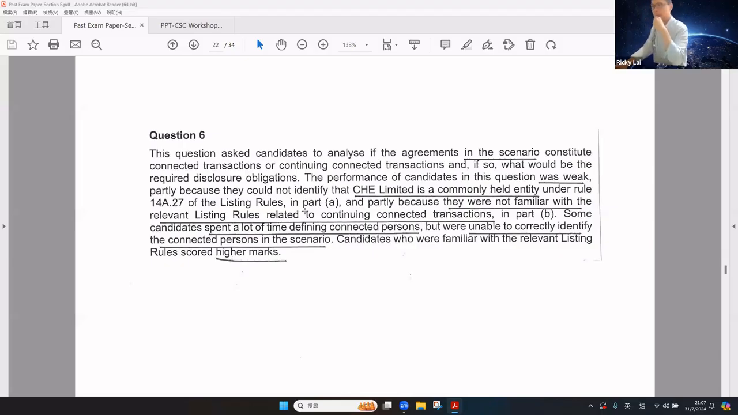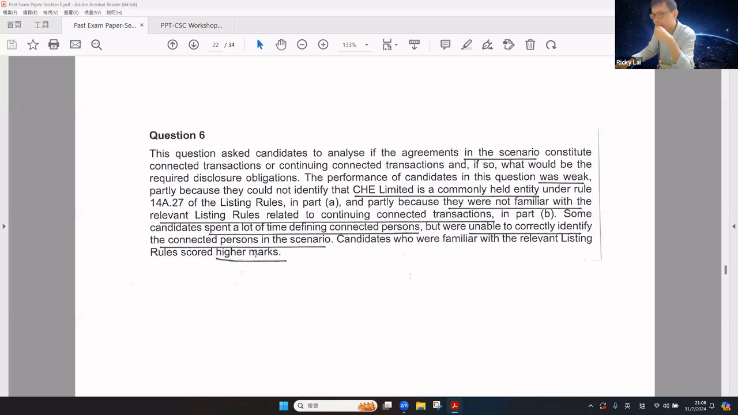The comment was that student performance was very weak, partly because they could not identify that CHE is a commonly held entity under the listing rules, and they were not familiar with the listing rules regarding CCT. In part B, some candidates spent much time defining connected person and were unable to identify the connected persons in the scenario. So if the student is familiar with Chapter 14A of the listing rules, he or she scores higher marks for that question.